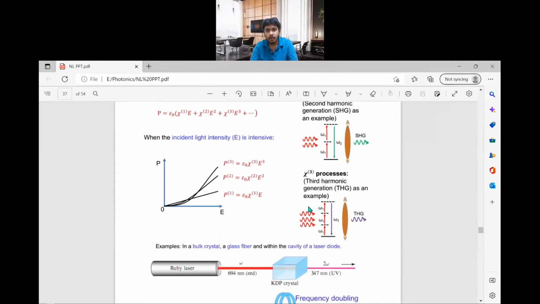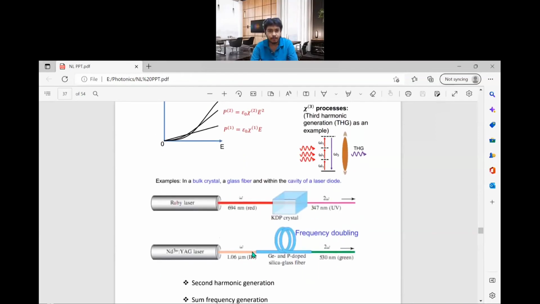Okay. Now for the third harmonic generation, you need three pumpings. So this omega 1 will pump the electron to an intermediate energy level, then another wave is needed to pump to the next intermediate energy level, and another wave will pump to the higher energy level. So at the output, we will get omega 3, that is 3 times omega 1. In this case, omega 2 will be 2 times omega 1. So this is the second harmonic generation, and this is the third harmonic generation.